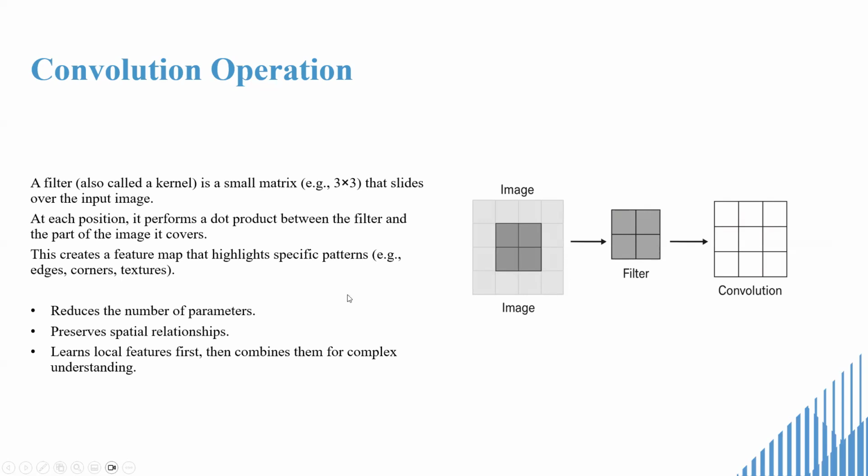It also reduces the number of parameters. If your image is big, it will try to make it shorter. It will take the specific or important features or patterns. To preserve spatial relationships, it learns local features first, then combines them for complex understanding. It will understand which feature has a connection with what color.